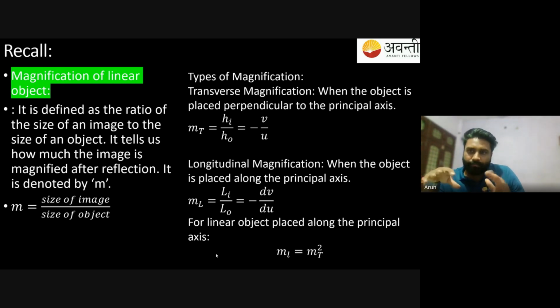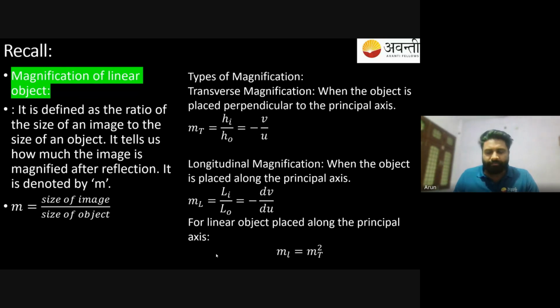But for the longitudinal magnification, this is your principal axis. If you place the object parallel to the principal axis, along the principal axis, then the magnification is directly dependent on the length of the image and the length of the object. That magnification is termed longitudinal magnification.